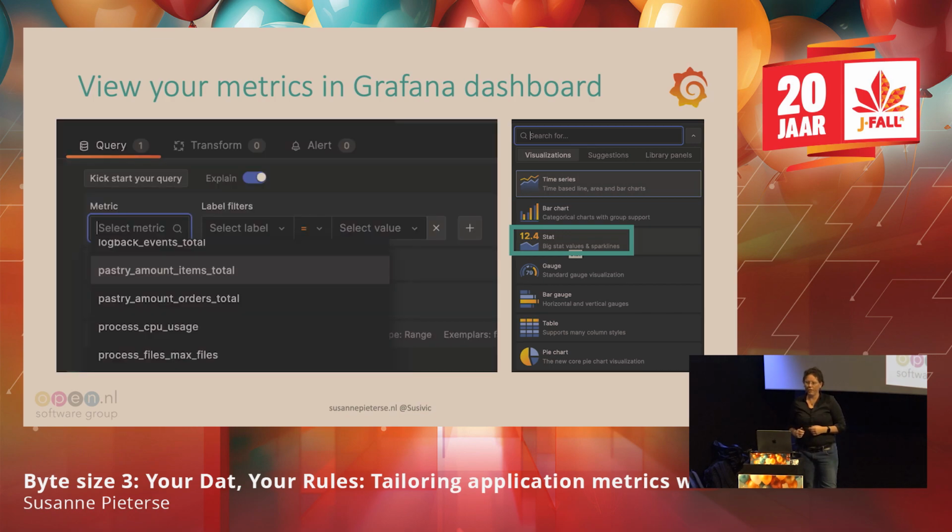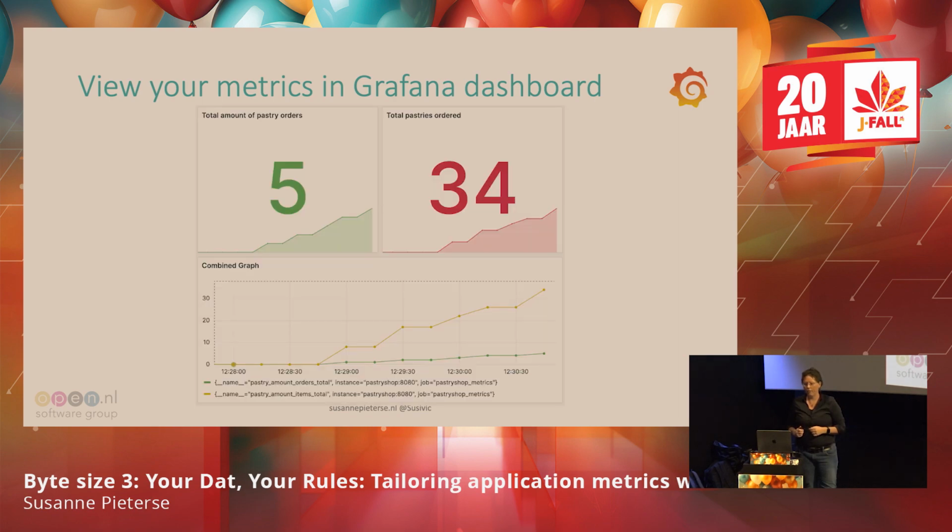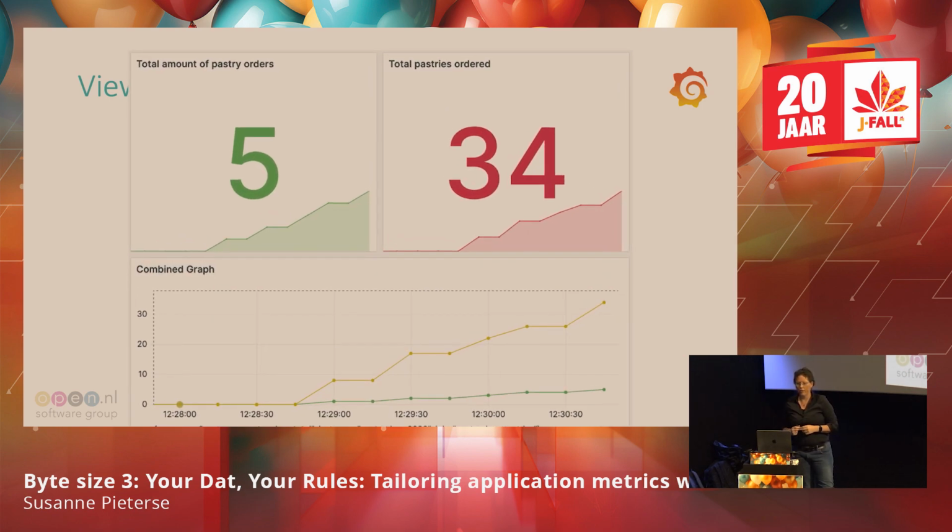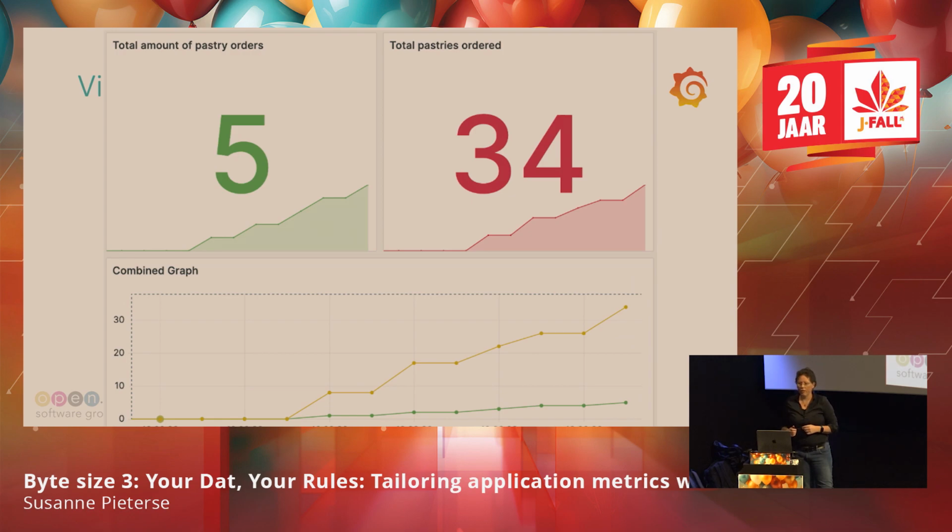And then you have to look up your labels that you named yourself, like this, and you tell Grafana where to look for which information. Well, after you did that, you can create something like this. So you can see the amount of orders for the pastries, you can see the amount of pastries that were ordered, and you can actually see it in a nice graph if you want to.